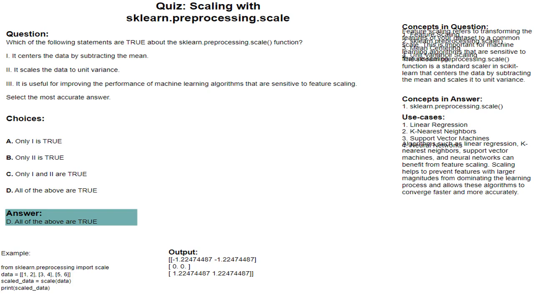C. Only 1 and 2 are true. Correct. The sklearn.preprocessing.scale function centers the data by subtracting the mean and scales it to unit variance. This is a standard practice for improving the performance of machine learning algorithms that are sensitive to feature scaling.